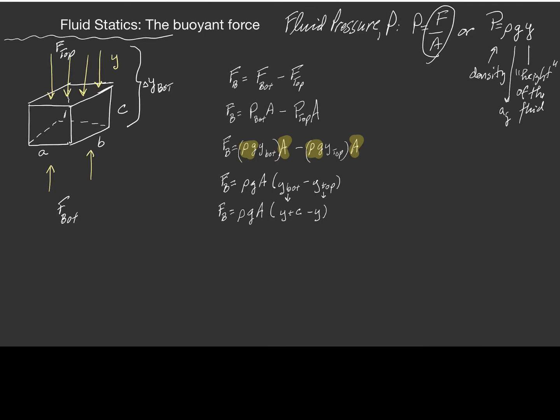So now let's think about this here. We have y minus y. So now y minus y goes away. So we've got the buoyant force equals rho g a, right? And now we've got basically times c. Now let's think about this for a second.